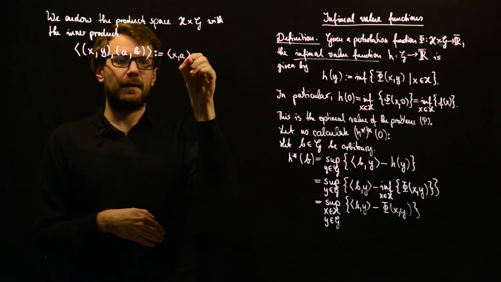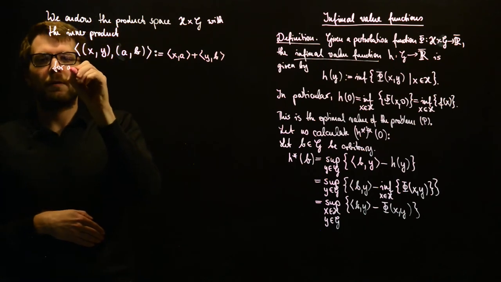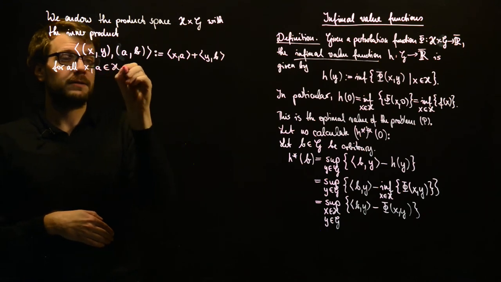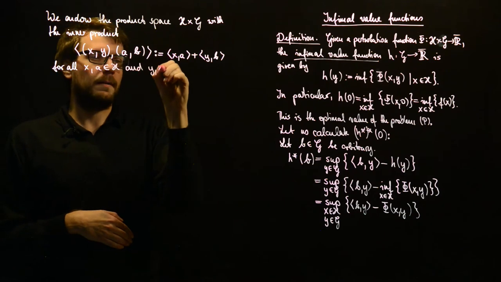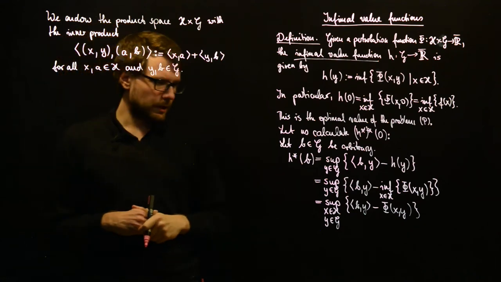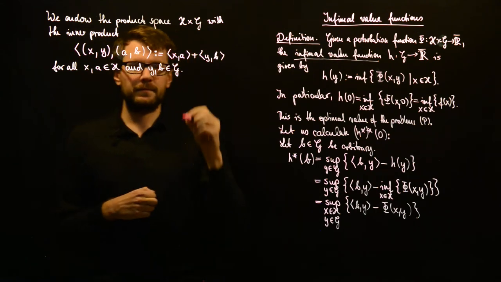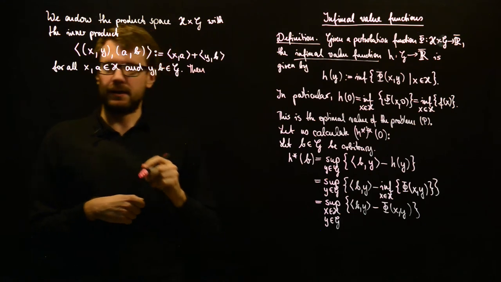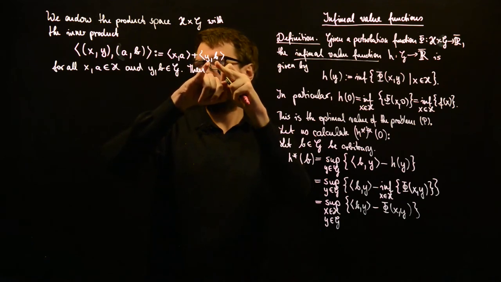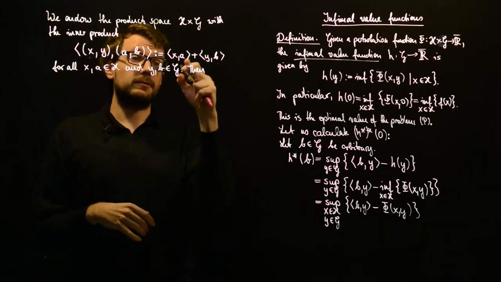So xA plus yB for all xA in H and yB in G. Okay, now we can properly make this a conjugate function by observing that the inner product of B and Y is in fact the inner product of X and A when X or A is equal to zero.